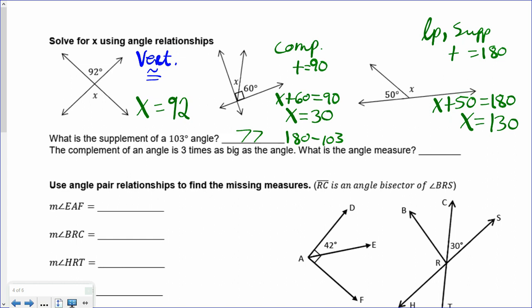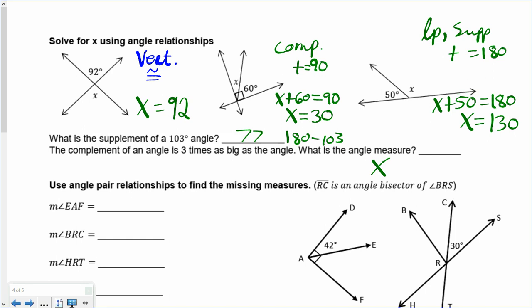This next one's a little bit more complicated. It says the complement of an angle is 3 times as big as the angle itself. What is the angle measure? Okay? When they give you a word problem like this, you're going to need to write an equation. We need a variable. So I'm going to call the angle x. The angle that we're looking for is x. So how would I represent the complement?